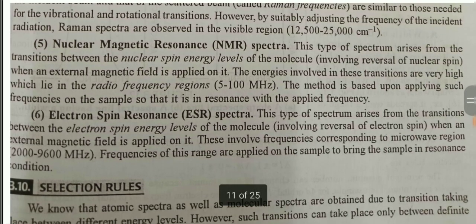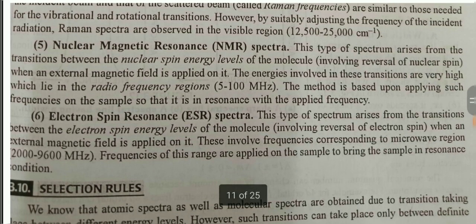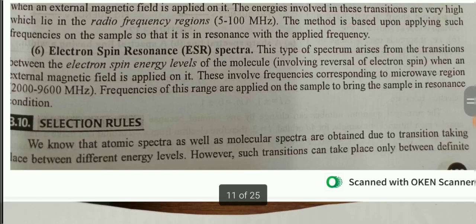Fifth, nuclear magnetic resonance, NMR, spectra. This type of spectrum arises from the transition between the nuclear spin energy levels of the molecule when an external magnetic field is applied on it. The energies involved in this transition are very high, which lie in the radio frequency region. The method is based upon applying such frequency on the sample so that it is in resonance with the applied frequency. Sixth, electron spin resonance, ESR, spectra.